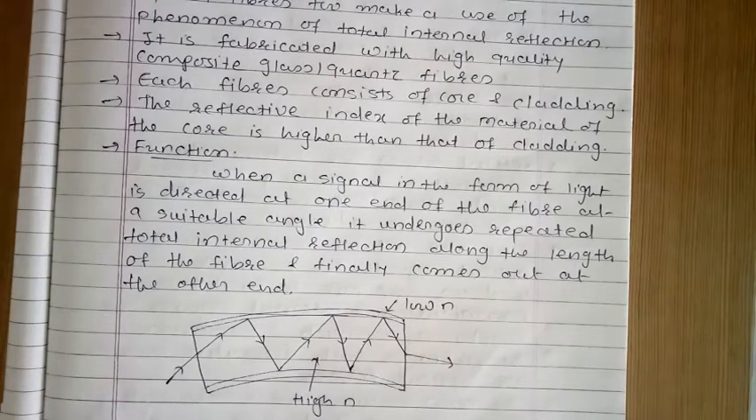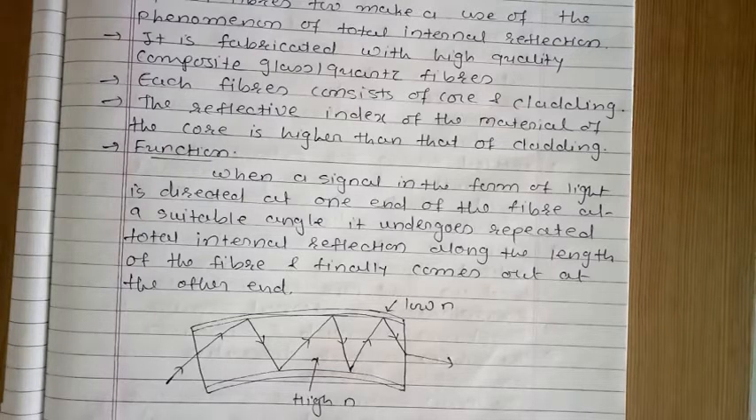Each fiber consists of a core and the cladding. What is cladding? Cladding is the outer part around the core. The refractive index of the core is higher than that of the cladding. You have to remember this, right? Now the question is, what is the function of optical fiber?